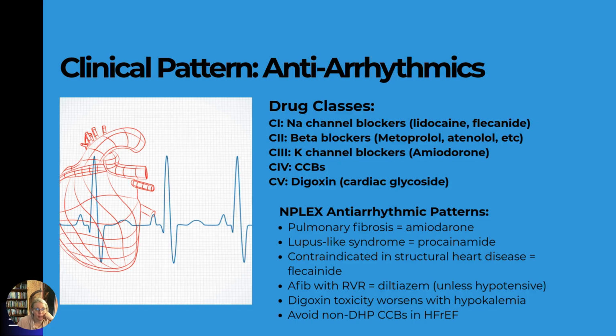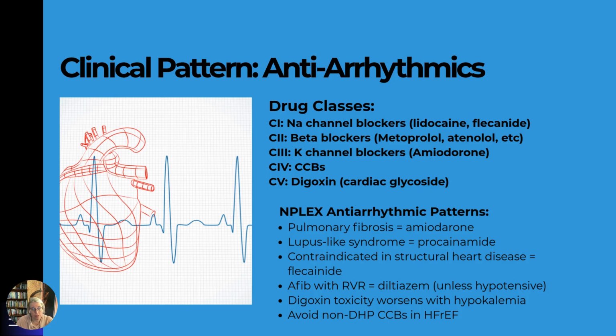So NPLEX antiarrhythmic pattern, just an overview here. Pulmonary fibrosis, think amiodarone. Lupus-like syndrome, think procainamide. Contraindicated in structural heart disease, think flecainide. AFib, you're going to always think diltiazem unless there's a hypotensive situation with the rapid ventricular rate. So AFib, when they're pushing too fast, is diltiazem.